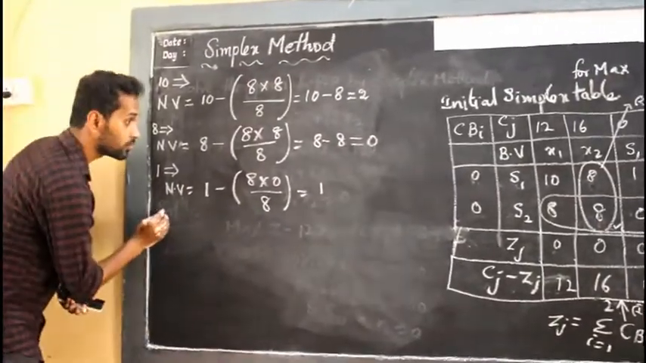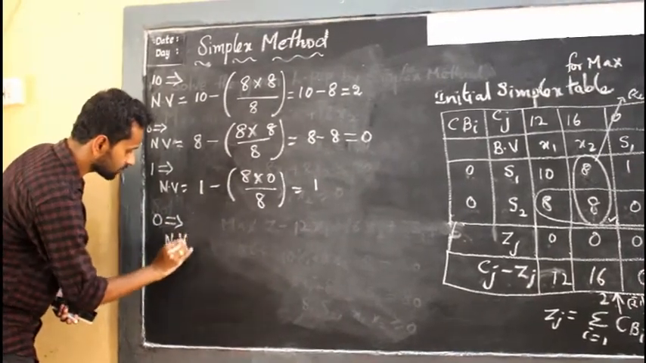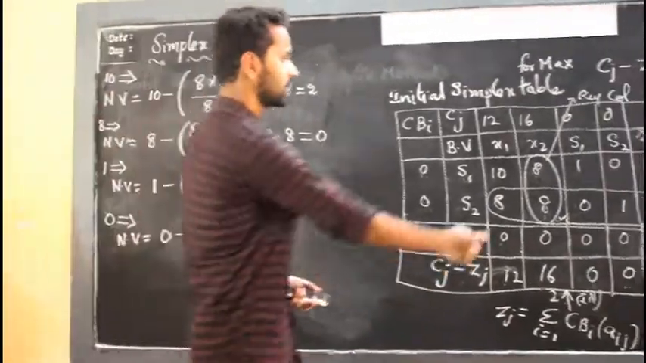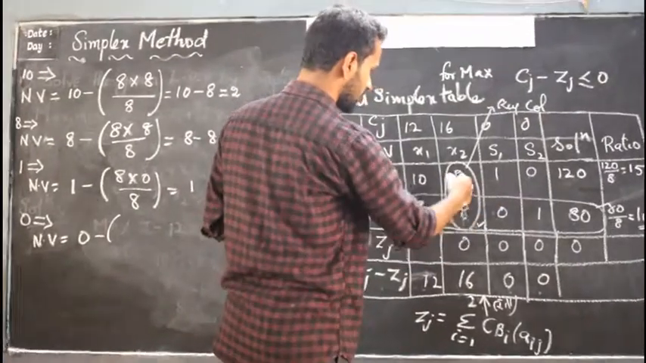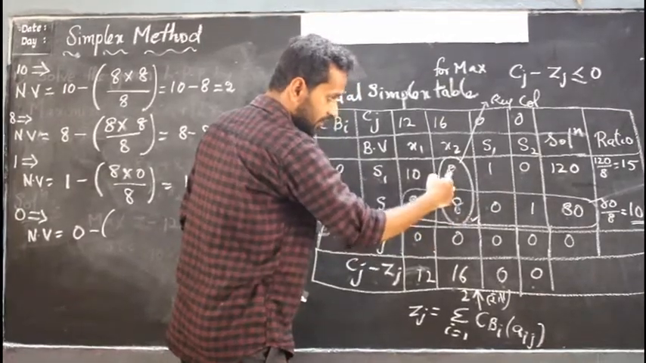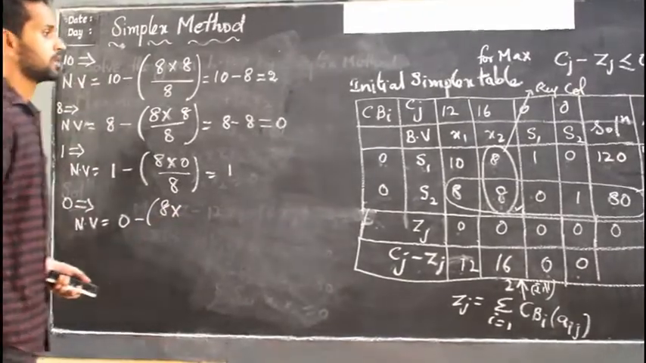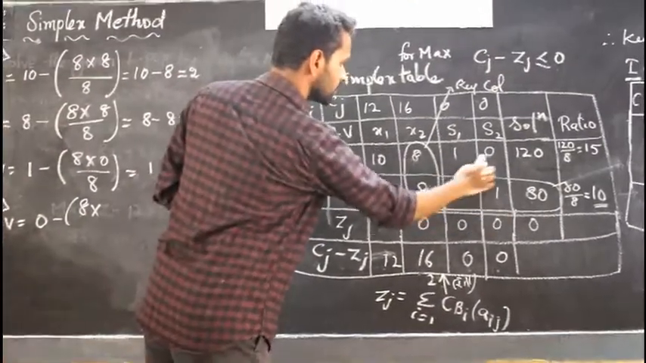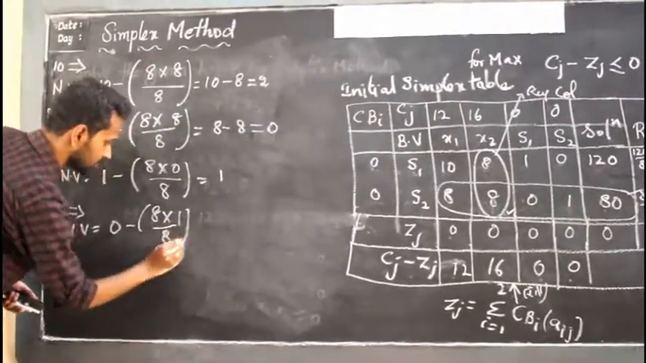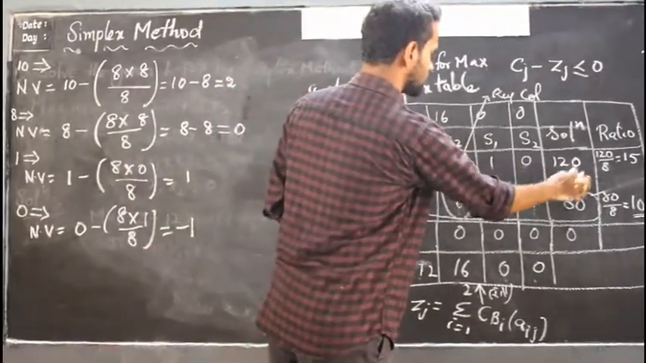We get that. Now for the particular 0, I am going to find the new value. Old value is 0 minus key corresponding column value, which for this particular 0 is 8, into key corresponding row value 1, divided by 8. So this becomes minus 1. Now similarly I need to go for 120 also. Get that?